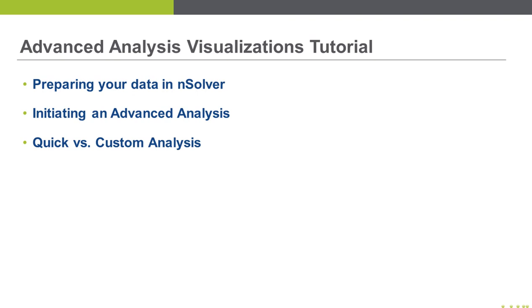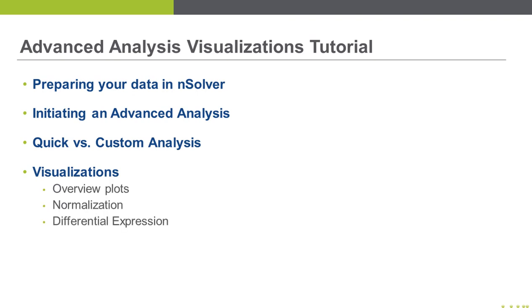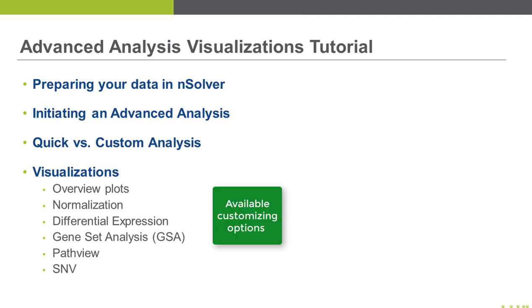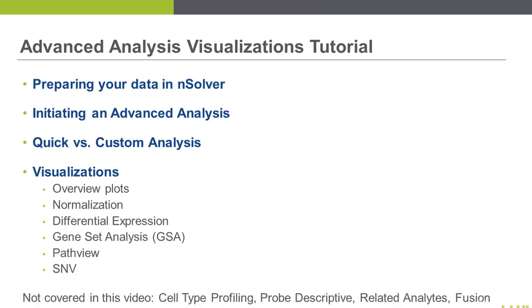quick and custom analysis. We'll go over the following visualizations: overview plots, normalization, differential expression, or DE, gene set analysis, or GSA, path view, and SNV, and the available customizing options for each of these. Cell type profiling, probe descriptive, related analytes, and the fusion modules are not covered in this video.